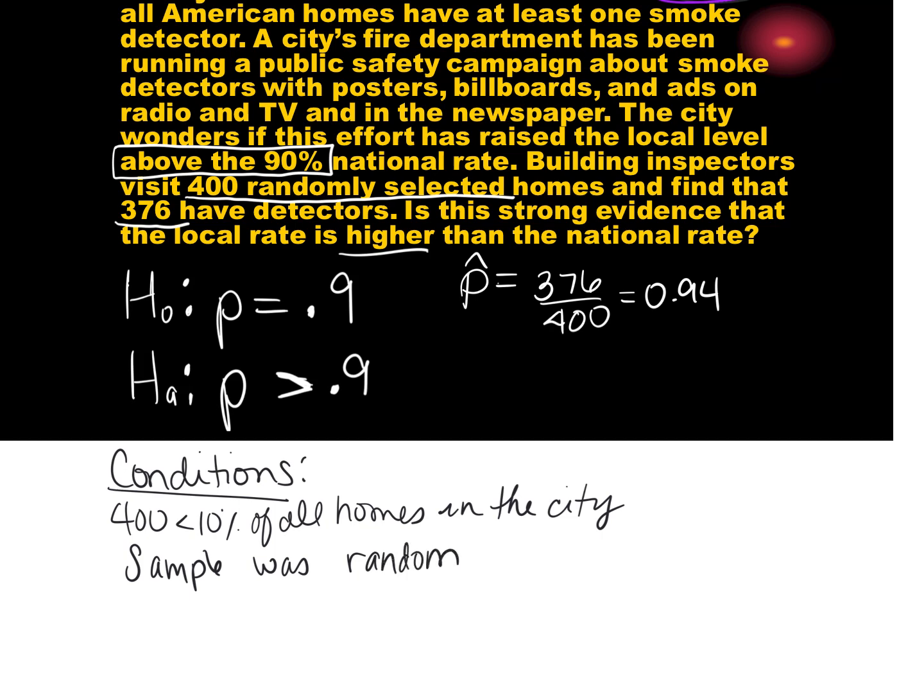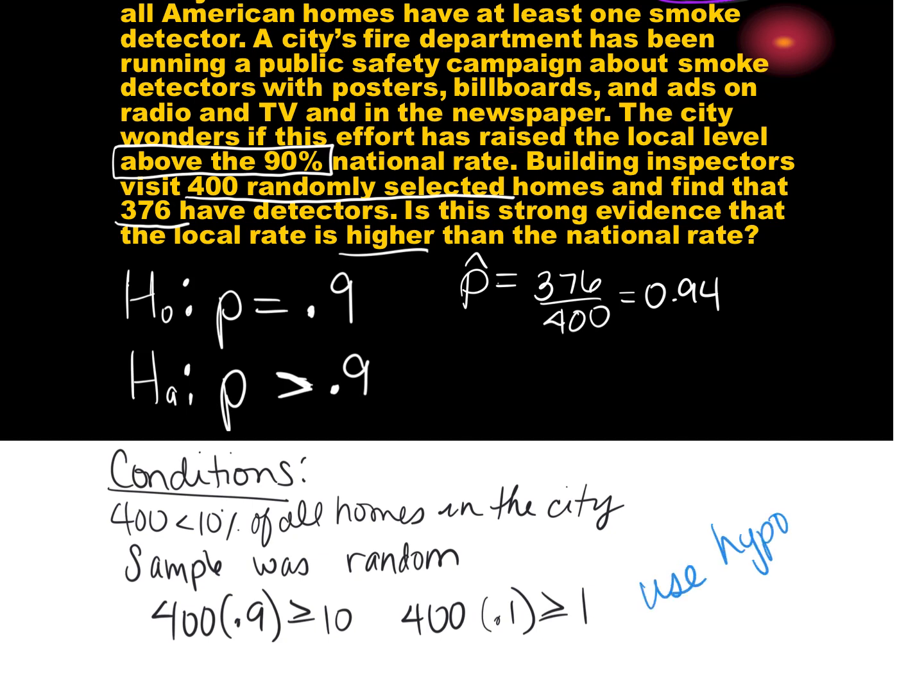Now, we have to check NP based on the hypothesis. So if I think that 90% is true, how many homes do I expect to have a detector? So that's 400 times 0.9 has to be greater than or equal to 10. And 400 times 0.1 has to be greater than or equal to 10. Make sure we use the hypothesized P, not our sample. Our sample is 0.94. Our hypothesis is 0.9.